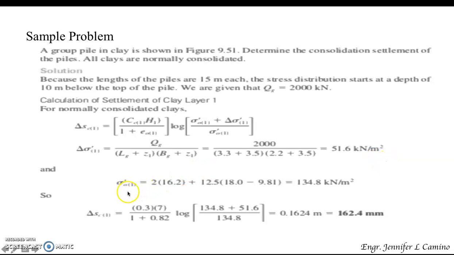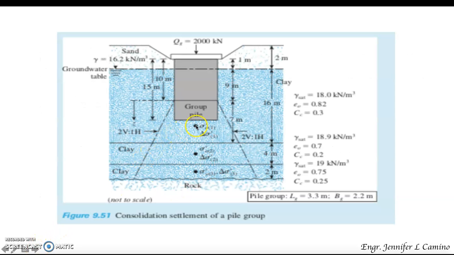And our vertical stress for layer 1, so the effective vertical stress, actually, for each layer, we multiply the height of that layer by the unit weight. So for this layer, we're going to have the first layer. This is the first layer. We're going to compute the vertical stress at this point.